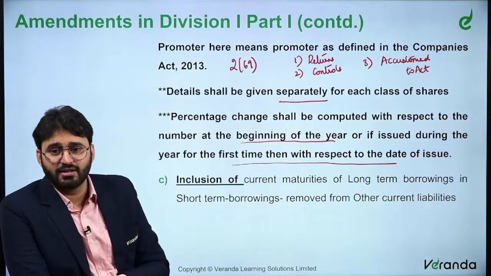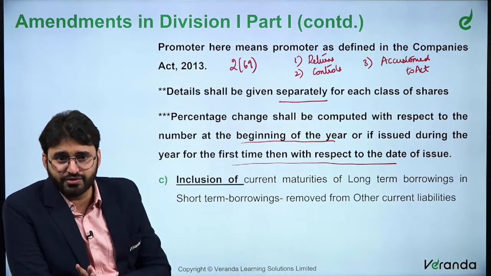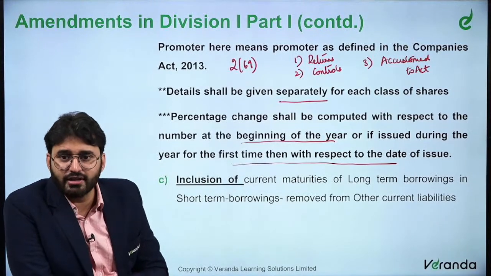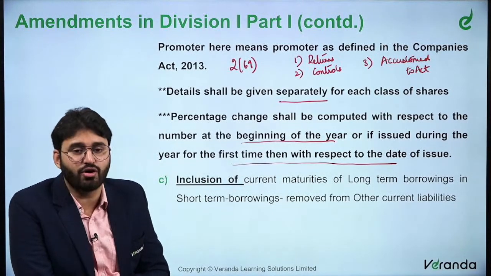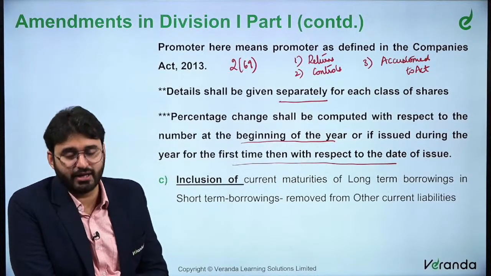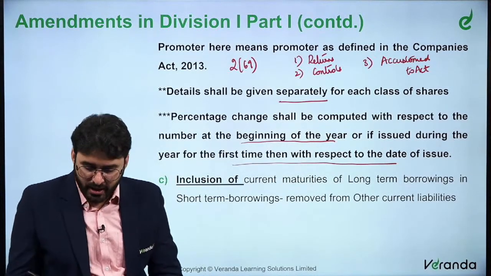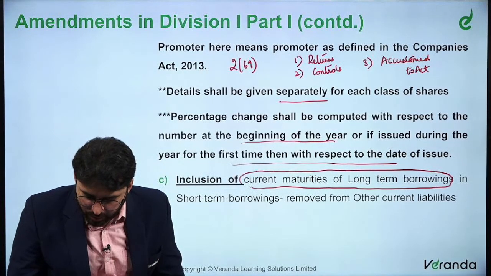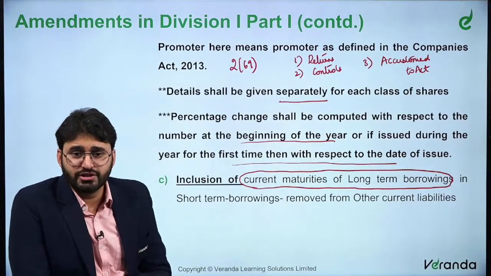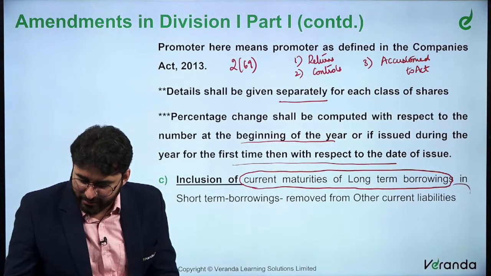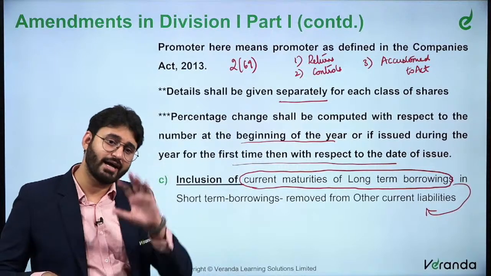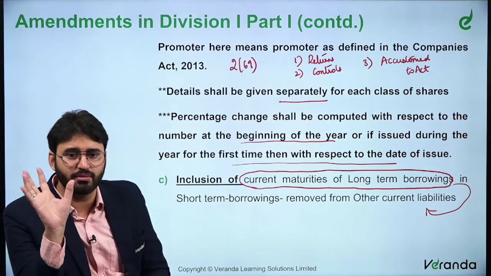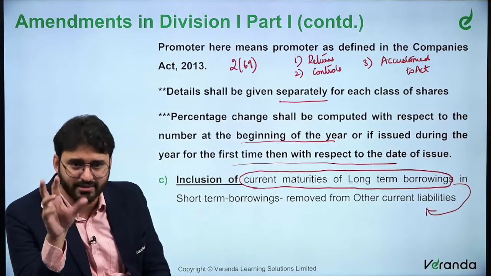Inclusion. Sir, this is very important, could be an examination question, MCQ can be asked in this. Inclusion of current maturities of long-term borrowings in short-term borrowings, removed from other current liabilities. If you remember this item, current maturities of long-term borrowings, we used to disclose this in other current liabilities generally. That's how the older Schedule 3 used to tell us. In this, current maturities of long-term borrowings had to be disclosed in OCL, that is other current liabilities.